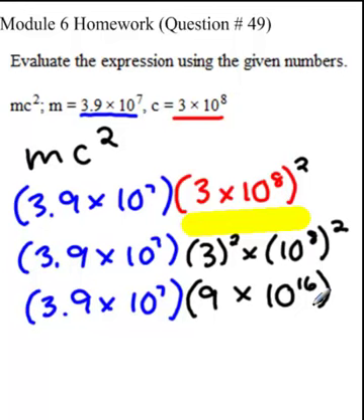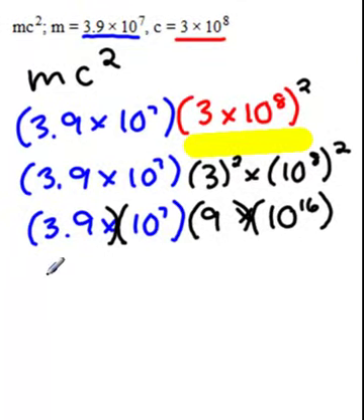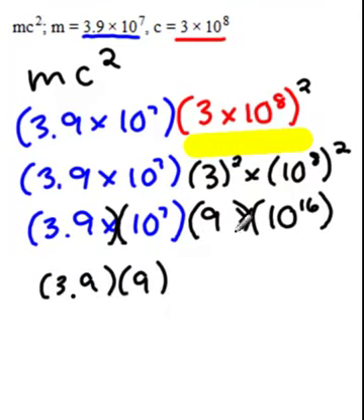Now it's time to do our multiplication. I want you to notice that everything here is being multiplied. I have 3.9 times 10 to the 7 times 9 times 10 to the 16. So you can move things around because everything is being multiplied. So I'm going to move 3.9, and then I'm going to take 9 and move that next to it. So I took this 9 and moved it next to it, times 10 to the 7 times 10 to the 16.